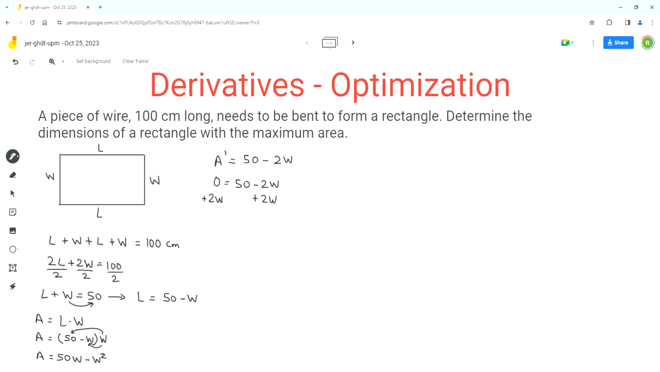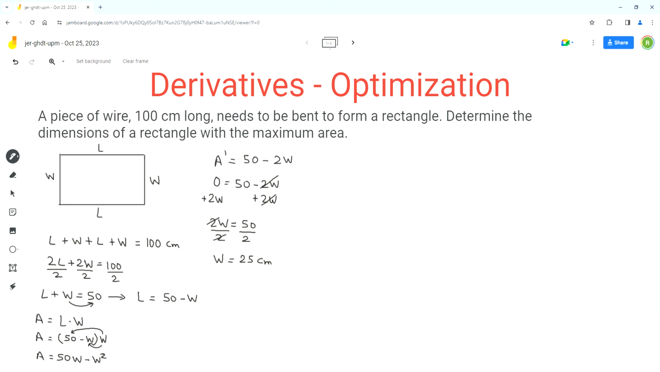So the two W's on the right side we cancel out. So we get 2W equals 50, and now we can isolate W by dividing both sides by 2. So the 2's on the left side cancel each other out, and we get W equals 25. And the unit will be centimeters.